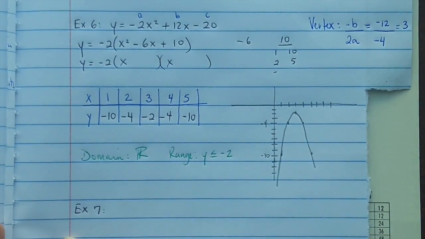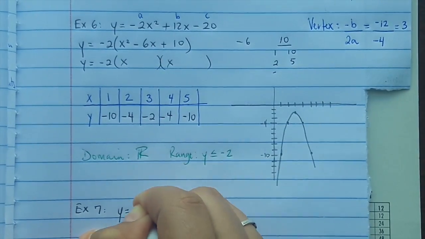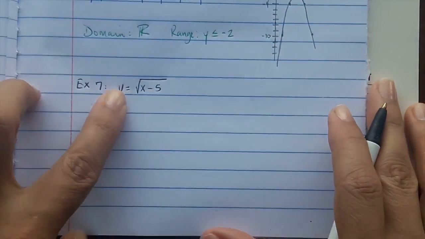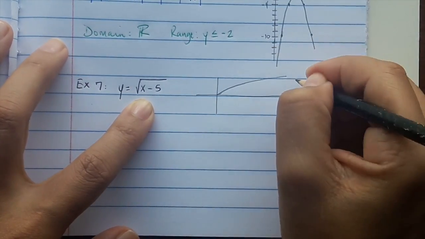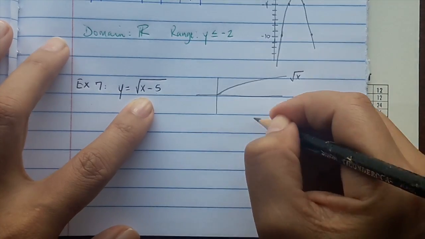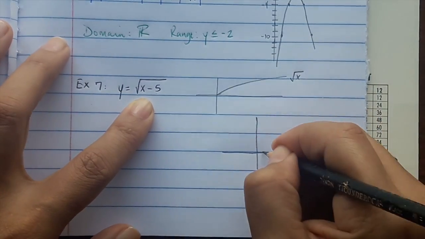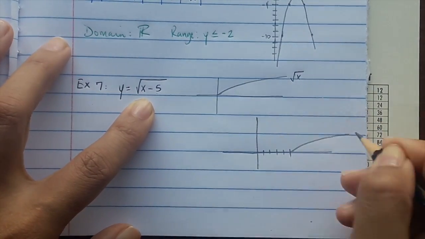Alright, so I'm going to do a couple of quick ones, but you don't even need a lot of work. So the function is square root, and then what are we going to do with it? We're going to move it to the right 5. So this is what the square root looks like, and we're moving it to the right 5 points. And you should already know this real well by now.